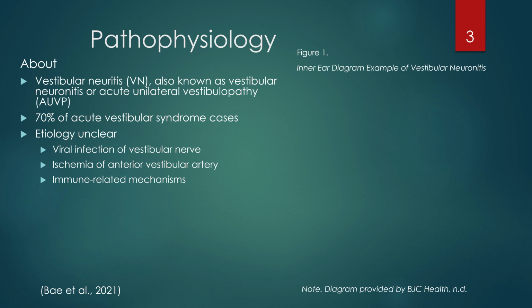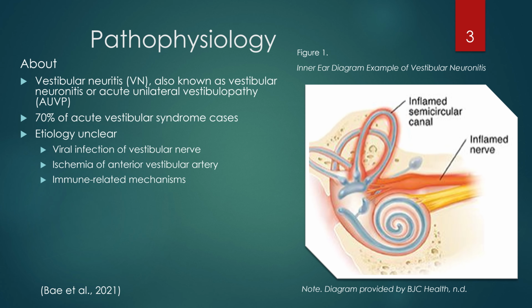Vestibular neuritis, VN, also known as vestibular neuronitis, is an acute peripheral vestibulopathy. The term vestibular neuritis was coined more recently in light of evidence that vestibular ganglion cells are not inflamed, whereas parts of the vestibular nerve are. VN makes up about 70% of acute vestibular syndrome cases, and its etiology remains unclear.